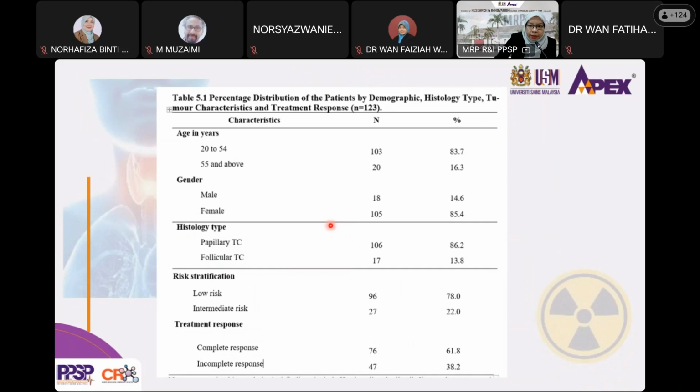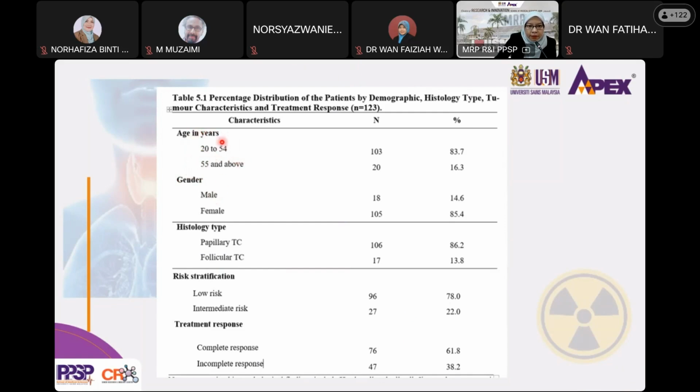So based on this demographic data, we divide age into 2 groups, less than 54 years old and above 55 years old. This is because DTC is unique. Our staging is influenced by age compared to other cancer staging. Only DTC staging is based on age. So the cut-off age is 55.